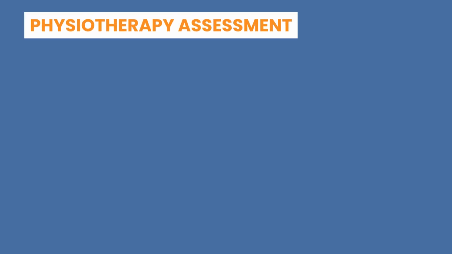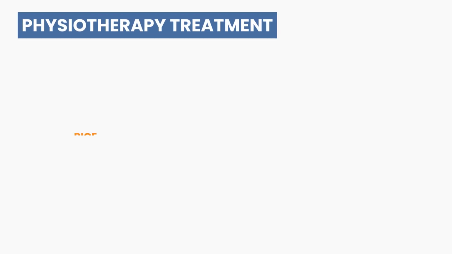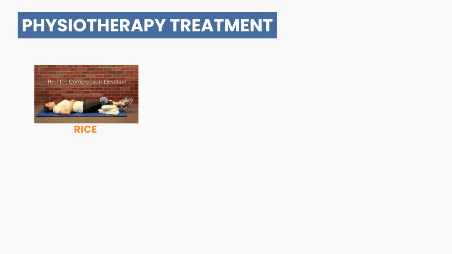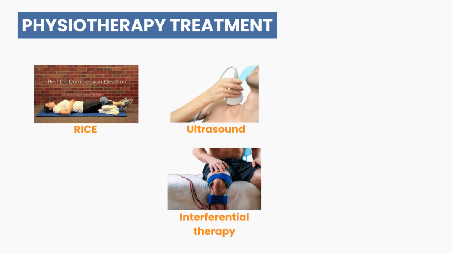Physiotherapy assessment would include physical examination. During the examination, the physiotherapist will apply tests to locate the bursa that causes pain. Physiotherapy treatment includes rest, ice, compression, and elevation to reduce swelling. Alongside ice, other modalities of electrotherapy such as ultrasound and interferential therapy could also be used to decrease swelling.